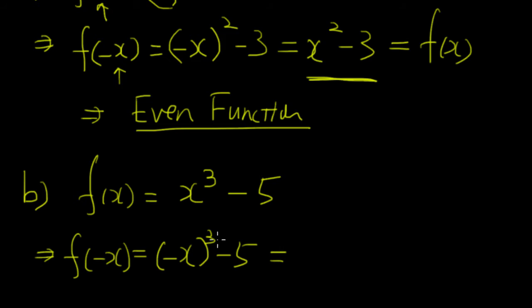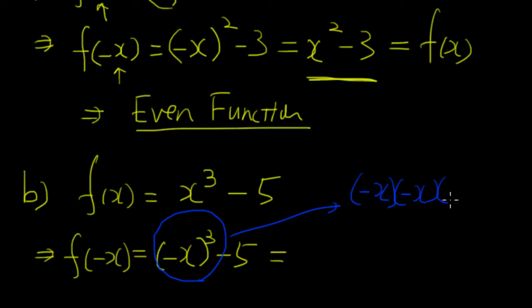What's negative x to the third? That's an odd power. You know, just write it here, this one right here. That's the same thing as negative x times negative x times negative x, right? Three times. So, you know, two of them cancel out, but this one will survive. So this ends up being negative x to the third. So this becomes negative x to the third minus 5.